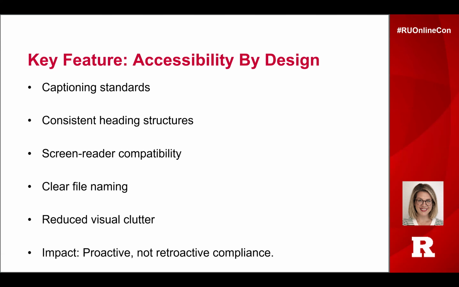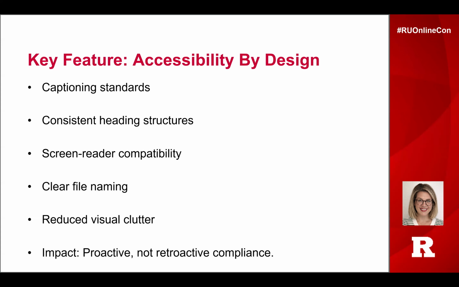Accessibility was not treated as a secondary consideration. It was integrated into the template from the beginning. This includes captioning standards for all instructional videos, ensuring that all students can fully access course content. Consistent heading structures were also implemented. Proper heading hierarchies improve readability and allow screen readers to navigate course materials effectively.